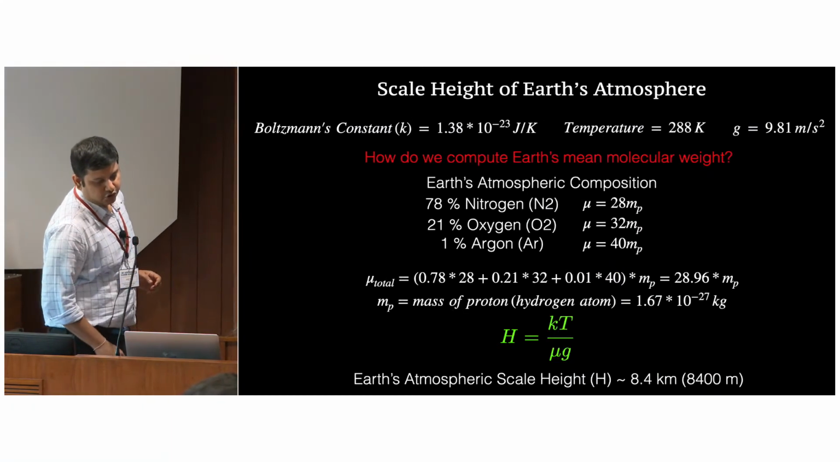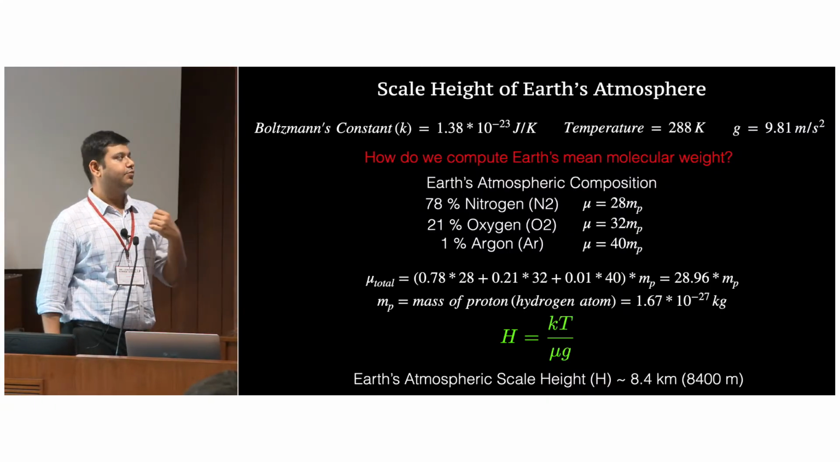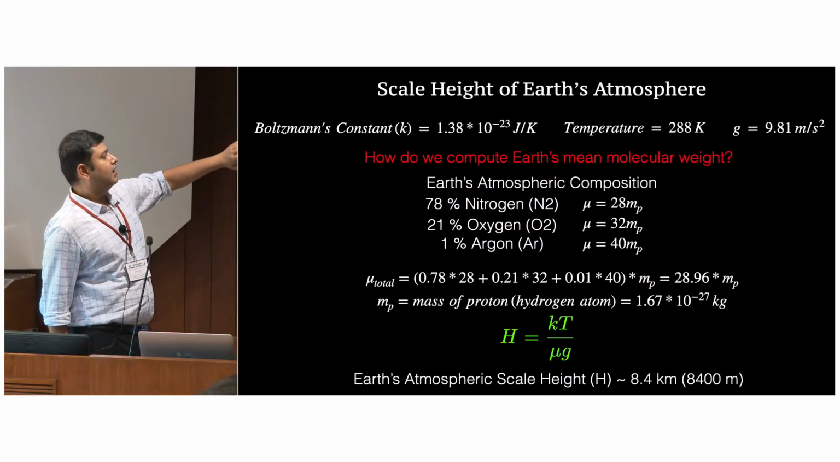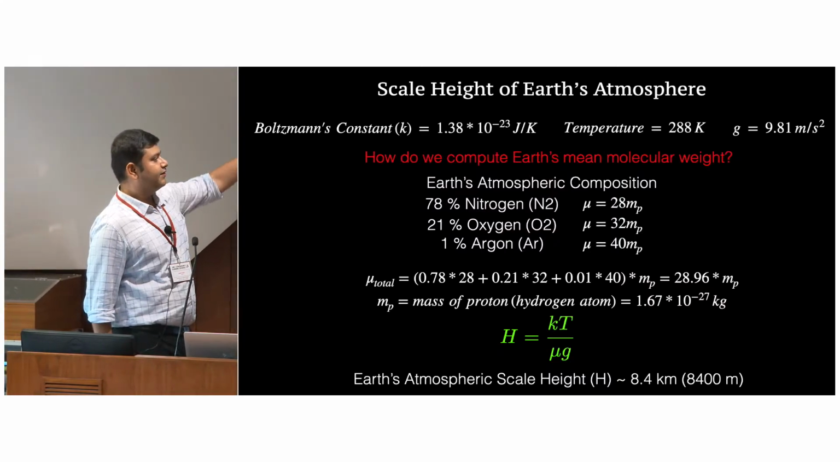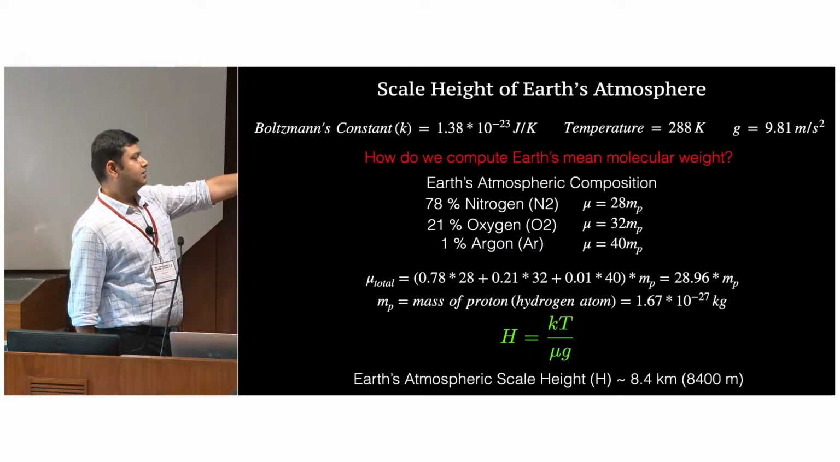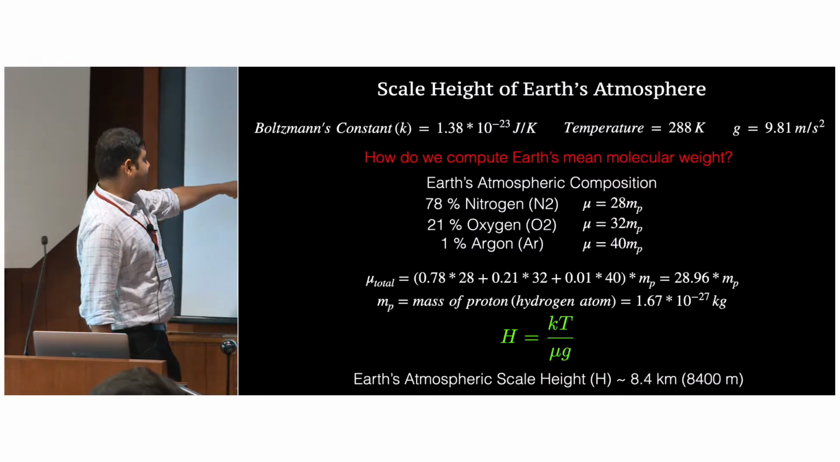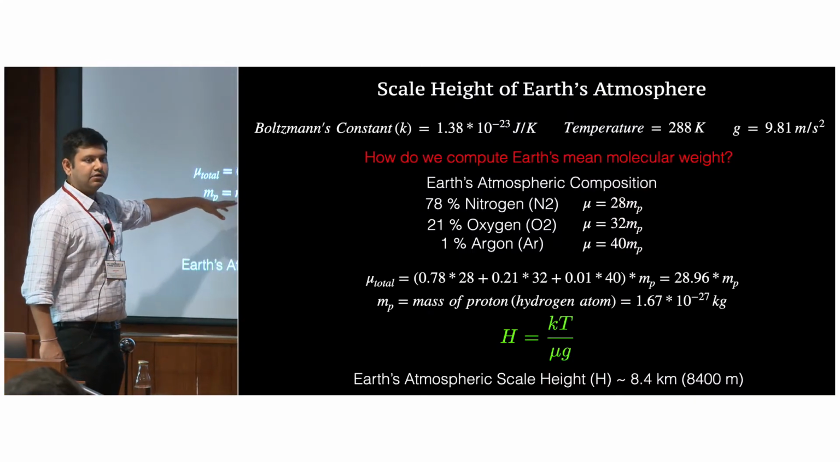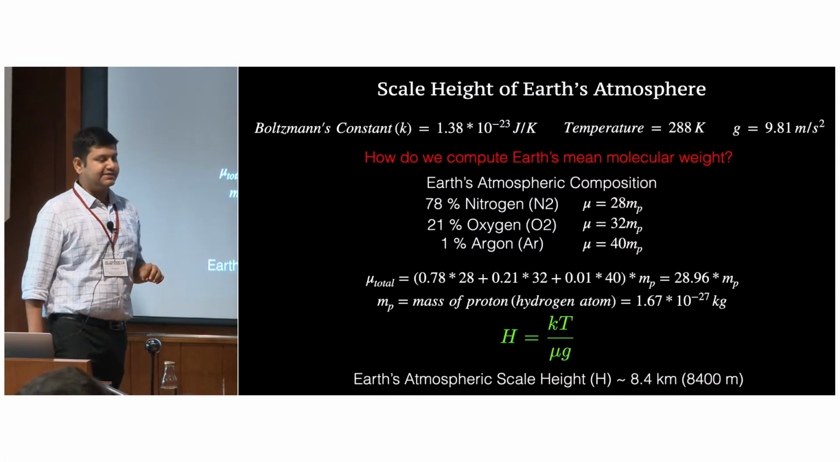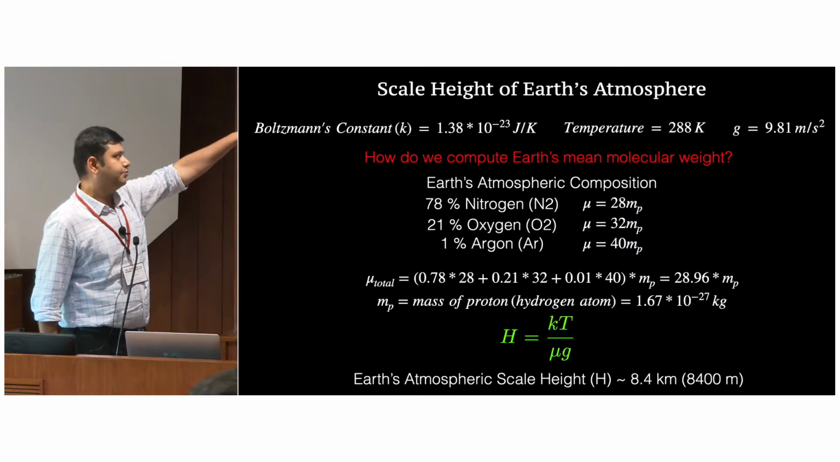Okay. So this is a rough calculation that I'm showing you. What is the scale height of the Earth's atmosphere? If you take Earth's mean molecular weight, 78% nitrogen, 21% oxygen, 1% argon, 28, 32, 40, you know the molecular weight. From that, if you calculate the mean molecular weight of the Earth's atmosphere, it comes to 28.96. The temperature is around 15 degrees Celsius, 288 Kelvin, G is 9.8.